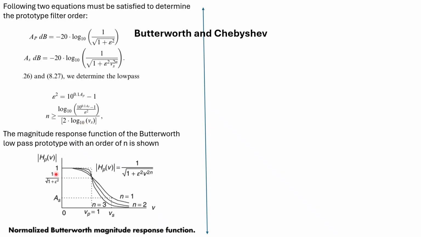Here, suppose the order is 1, this is the curve for n equal to 1, n equal to 2, n equal to 3. Your curve will be like this if a higher order is used, right? And this is the magnitude, that you can find out.